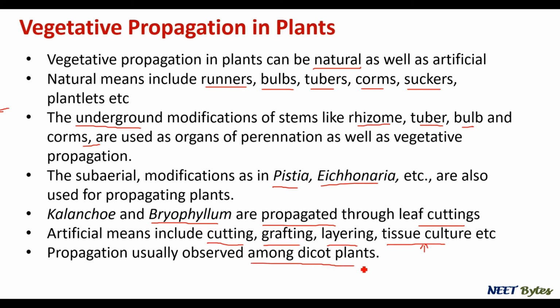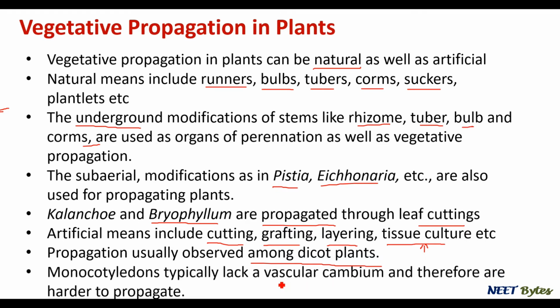Another important thing is that you see propagation observed only among dicot plants. It is not observed in monocot plants. Why? Because monocots lack vascular cambium, since they do not have a cambium. That's why it is difficult for them to go for frequent propagation. Okay, so whatever propagating methods or propagating organs we see, basically that is observed in the case of dicots, right?